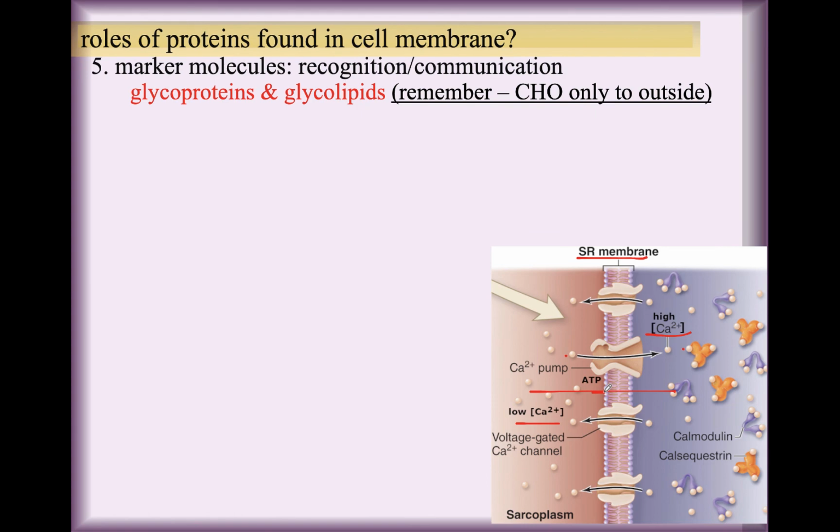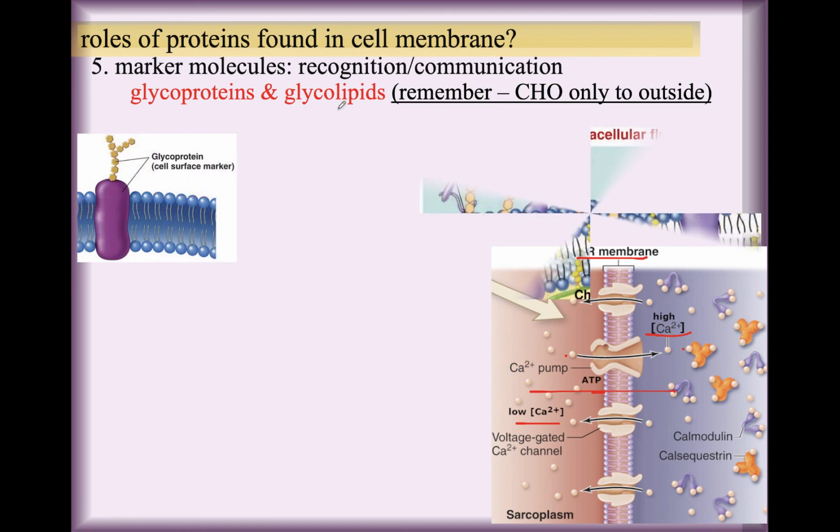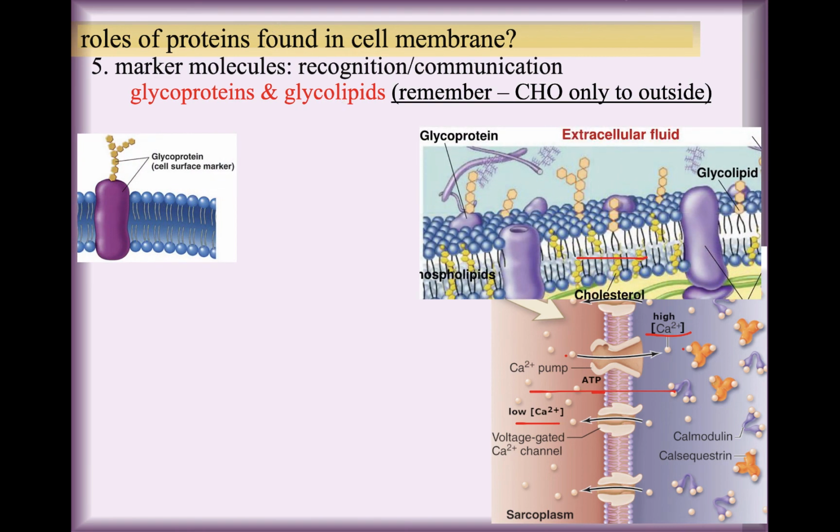Proteins can also be marker molecules, as can lipids. And so again, the glycoproteins and the glycolipids that are on the outside make up part of that glycocalyx. Here we see glycoproteins, and also glycolipids. But again, carbohydrate moieties, one or more, attached to protein.